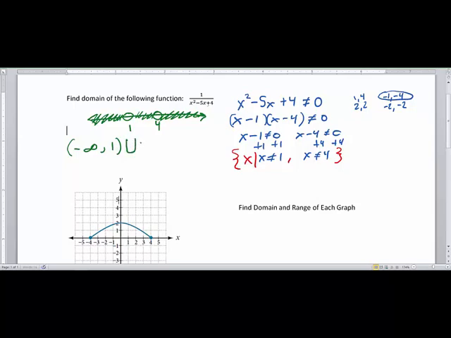Then we'll have a union with the group between 1 and 4, with parentheses on these because we're never going to connect to 1 and 4. And then another union going from 4 to infinity, and a parenthesis here because we're never going to get to infinity. Don't use any brackets for this, because the brackets would mean that we would have a filled-in circle and then we wouldn't have the exclusion.